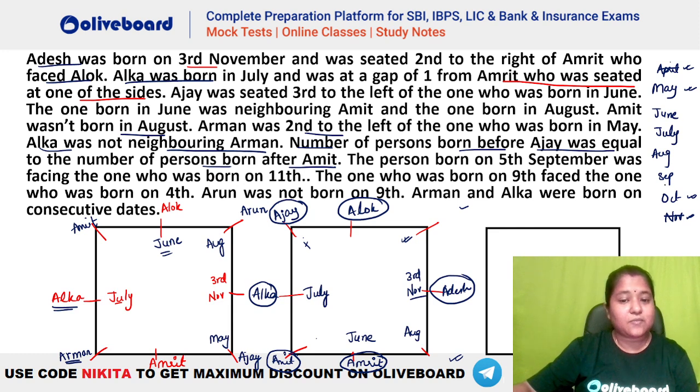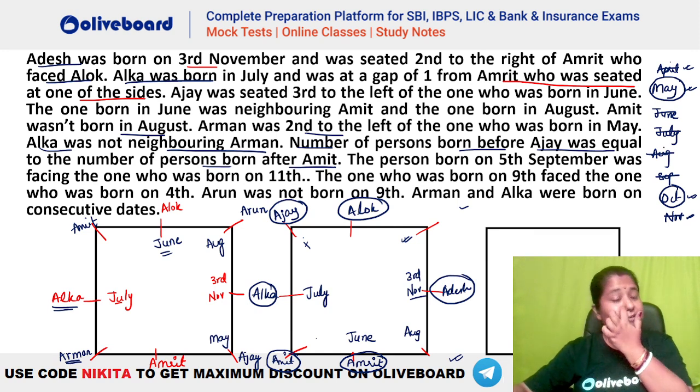June and September. You can see June is already taken away by Amrit. So June and September is not a possibility. July and August: July is already taken by Alka, so again not possible. So you can see the only possibility here will be May and October. Okay, so May and October will be the case here.